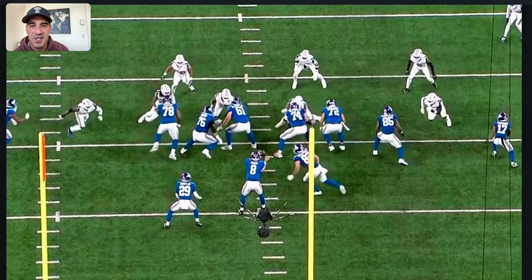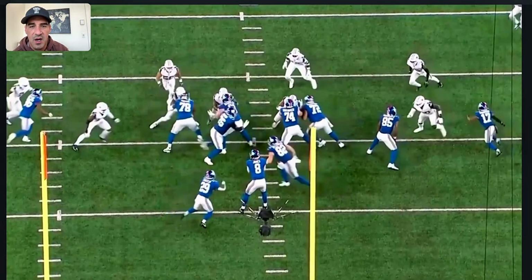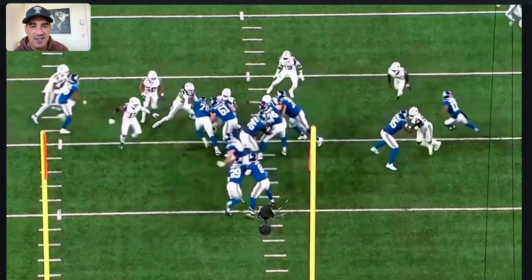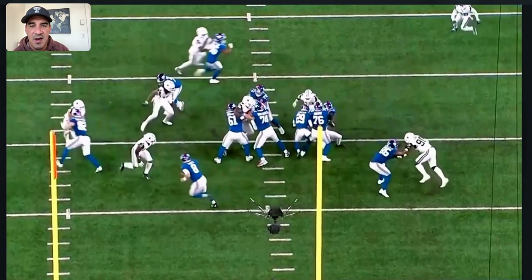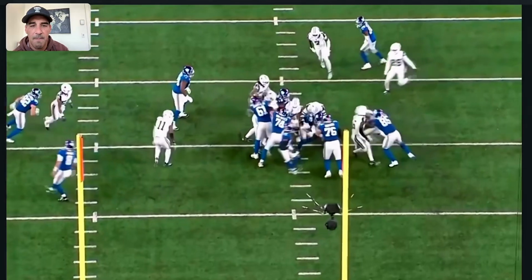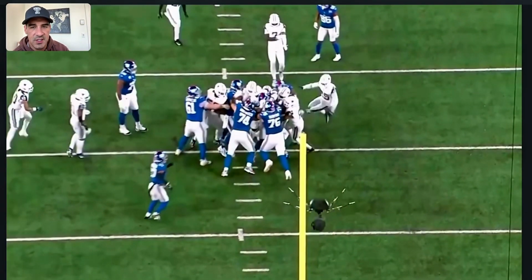So Overshown, you'll see he sees his initial key goes to his right. He shuffles to the right. His eyes go out and see the contradiction. He honors the contradiction, and he comes back to the left, just like that. Ends up in the right place inside that puller, makes the tackle. Boom.